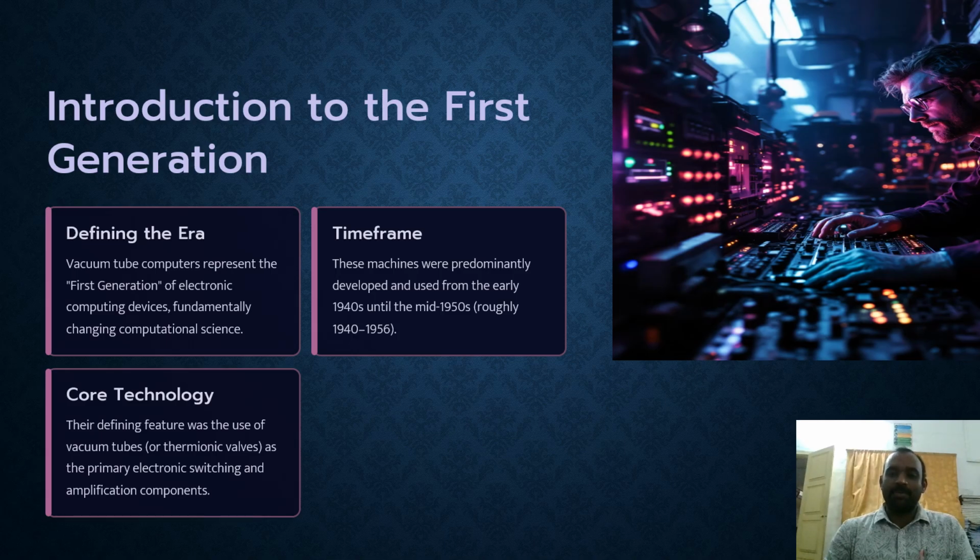We all know vacuum tubes. Vacuum tubes are filled with a vacuum, and a large number of tubes have been used. Defining the era, vacuum tube computers represent the first generation of electronic computing devices, fundamentally changing computational science. Time frame: these machines were predominantly developed and used from the early 1940s until the mid 1950s. Core technology: their defining feature was the use of vacuum tubes.